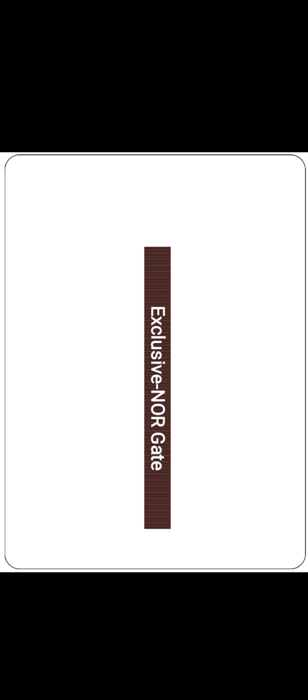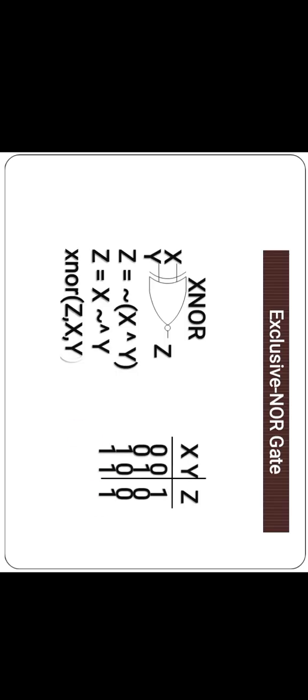For XNOR gate, the output is high only when an even number of ones are at the input. Figure shows the logic symbol of XNOR gate. Here the inputs are X and Y, the output is Z. For 0 0, there is an even number of ones, so the output is 1.